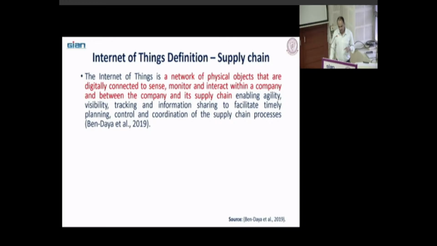The Internet of Things is a network of physical objects that are digitally connected. Physical objects, like the pallet I have shown you. You can have the normal pallet and you can have the smart pallet. In the normal pallet we don't have any IoT devices that are connected to the internet.